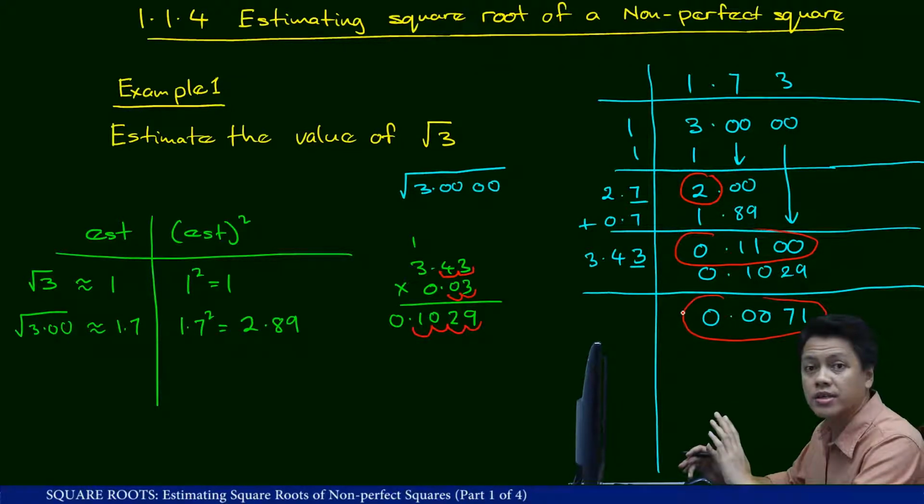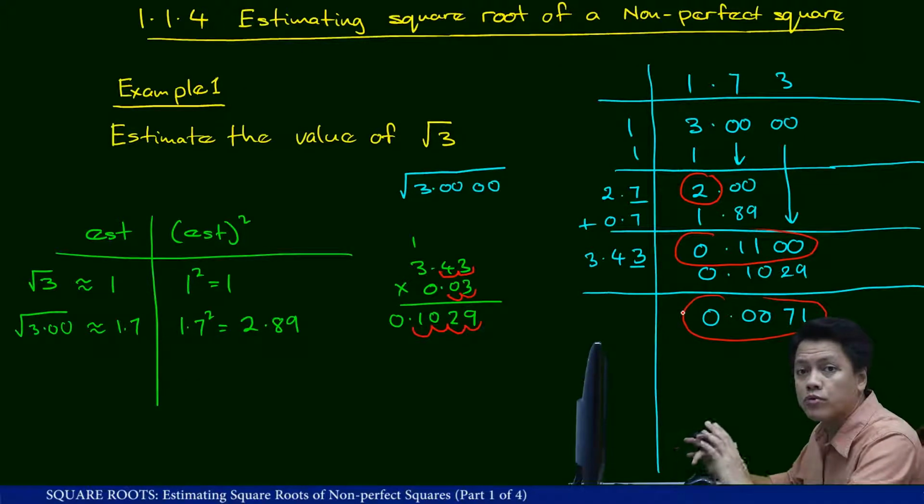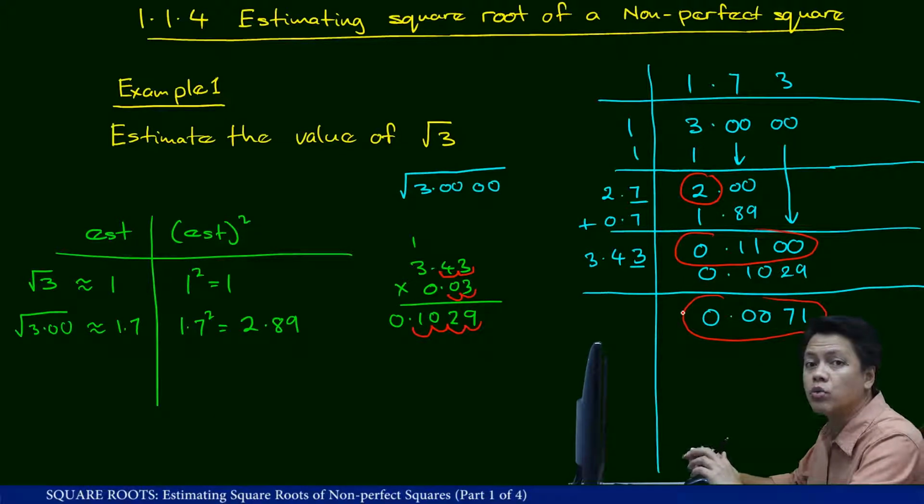Remember, this is just an estimation. We are not going to get the absolute result of square root of 3. Why is that? Because square root of 3 is an irrational number. Irrational number is a decimal number with unlimited, never-ending decimal places after the decimal point. So we will be able to approach the most accurate estimation of square root of 3. We will never get the absolute result of square root of 3.